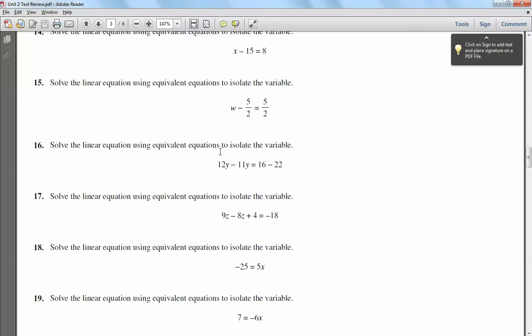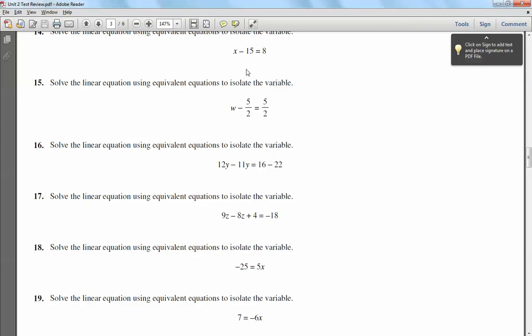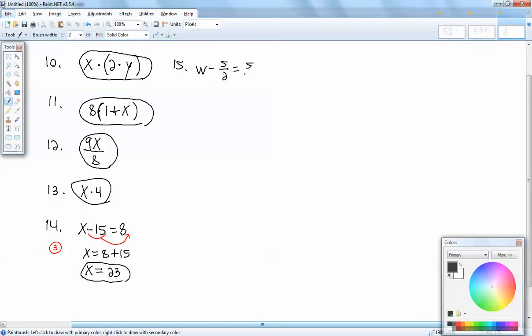Okay, number 15. W minus 5 halves equals 5 halves. This one has a shortcut, but I'm going to ignore it. I'm going to go through my 4 steps because they work 100% of the time. And the 4 steps I'm referring to are in mathheals.com. If you're not in this particular class and you're wondering what I'm talking about. Okay, first step, get rid of parentheses. Don't have any. Second step, get rid of fractions.